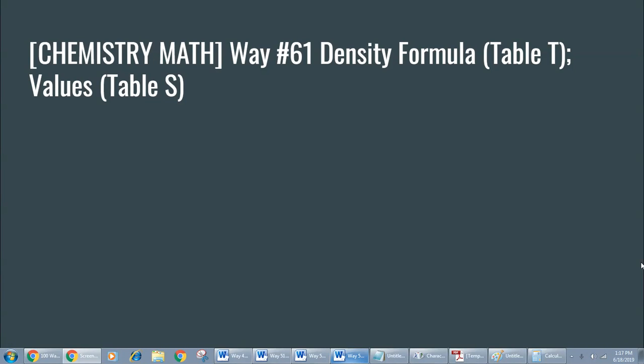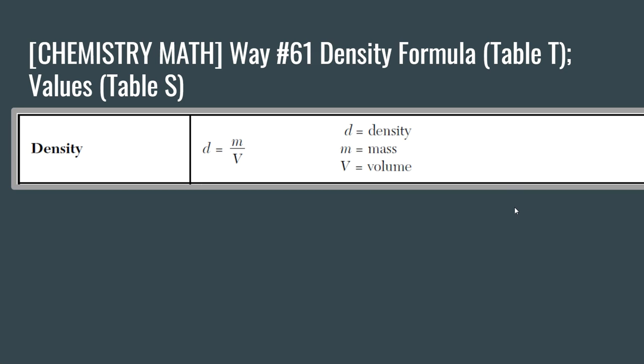Way 61 deals with more math and chemistry, and this deals specifically with the density formula. You know that the density formula is provided to you on Table T, where density is equal to the mass divided by volume. If you look at the back of your reference table, it already tells you this formula. Please note that specific density values for elements are also provided on Table S.